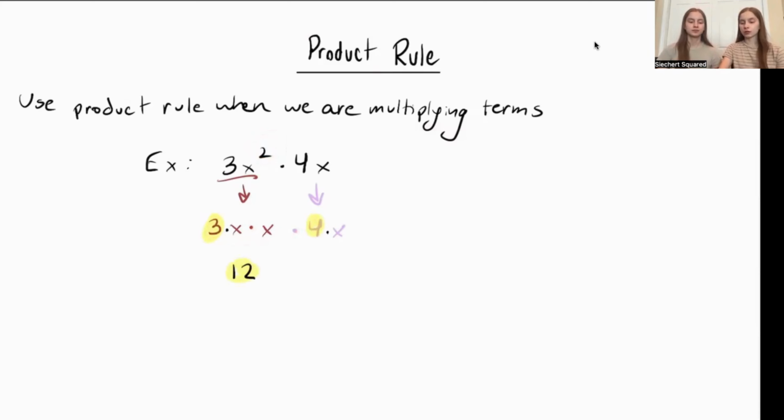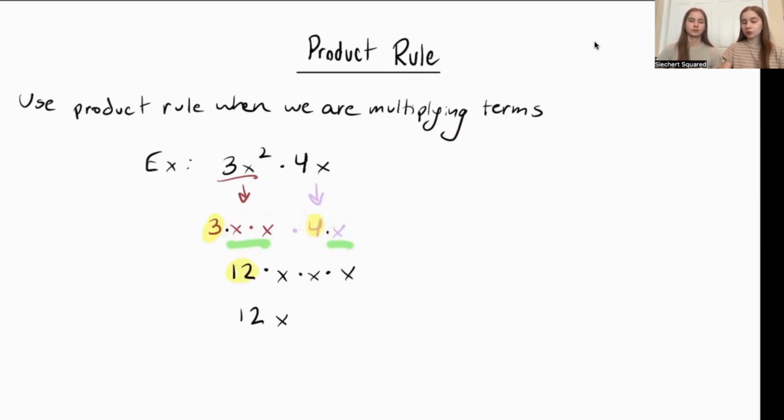And then for the other chunks, we have just the variables. In total, we have 3 x's all together being multiplied. Even though technically it's this x times the 4 times the x, it doesn't matter what order you multiply things in. So we have a total of 3 different x's along that string. So we have 12 times x times x times x.